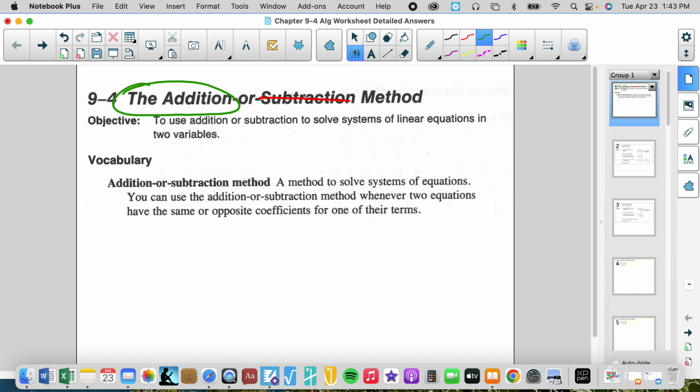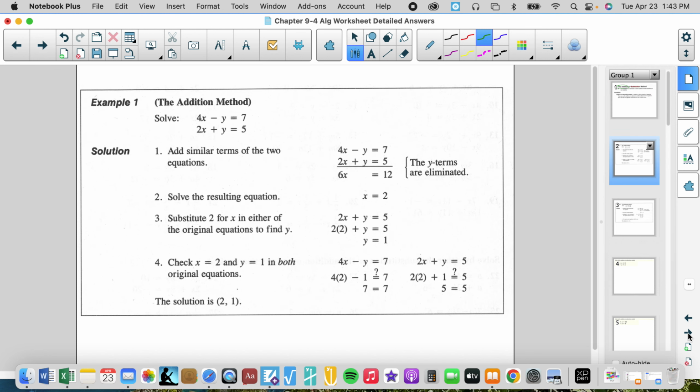And the first two methods that we have already seen: in chapter 9.1 was graphing, 9.2 was substitution, 9.3 was using substitution with word problems, and now we're going to learn the addition and subtraction. So what we see is instead of isolating for a variable and substituting it in order to eliminate one of the variables, that's our overall goal with all of these, to eliminate one of the variables.